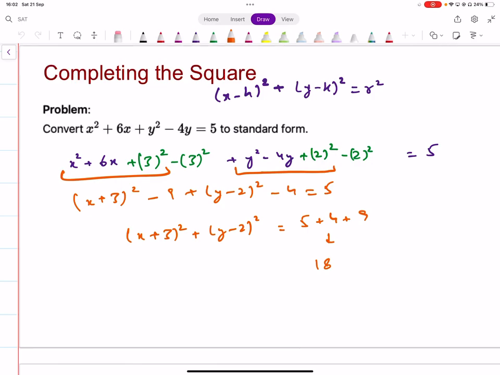Okay, so what's the center then? Compare it with the standard form. This is plus 3, you just flip the sign. This is minus 3 and 2. That's the center. Radius is square root of 18. So for finding the center and radius from that form, you have to complete the square first and then find the radius and the center by comparing it with the standard form.